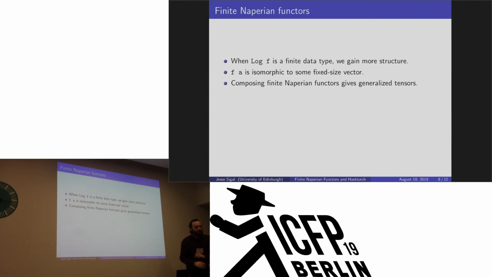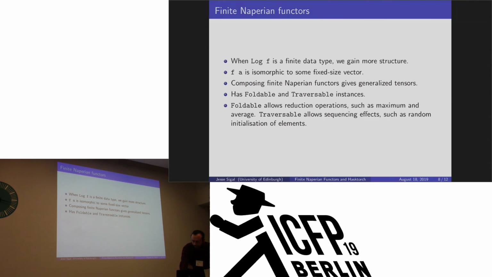So as we saw, we can compose Naperian functors. You can also compose finite Naperian functors, just like nested fixed-length vectors. If it's a nested fixed-size thing, you can do the same thing, and that's a generalization for multidimensional arrays and tensors. And this isomorphism to a fixed-size vector lets us do things which we're used to.